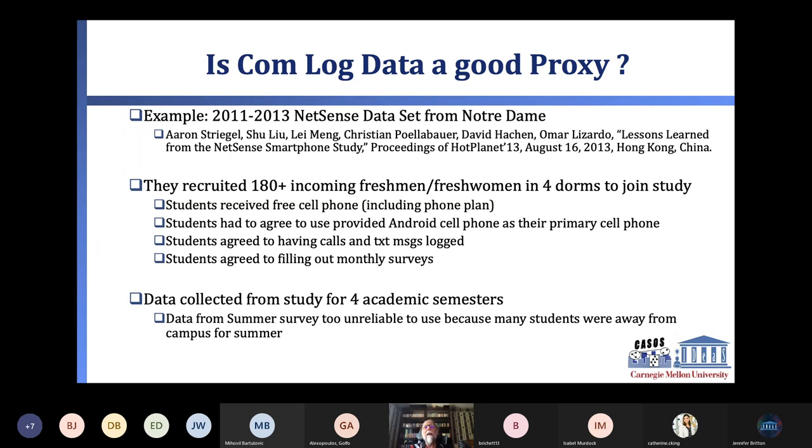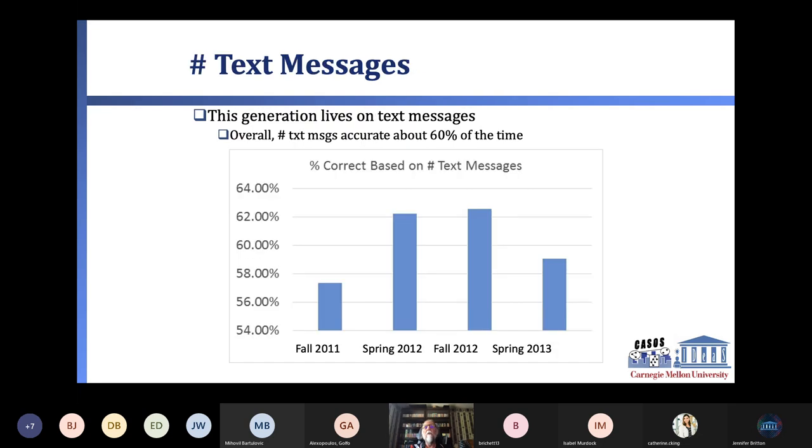And they were also surveyed to ask, who are you likely to interact with? And we can actually see that if you just look at the number of text messages sent between pairs of people and the answer to their survey, we could predict who they would rank in their top 10 people they would interact with just by looking at their text messages. And that's actually, I mean, it's not 100%, but over 60% of the time we could correctly predict this just using the text message data trail.